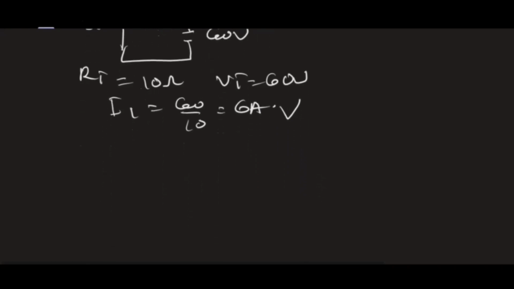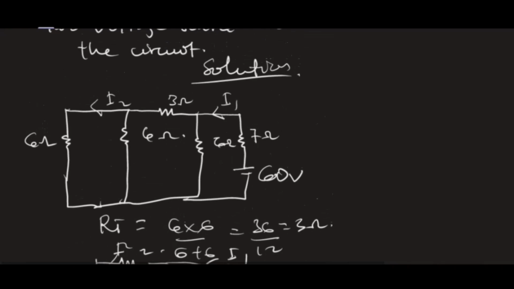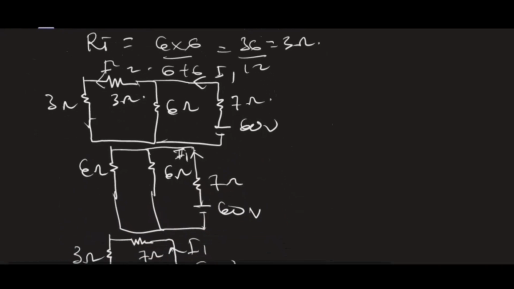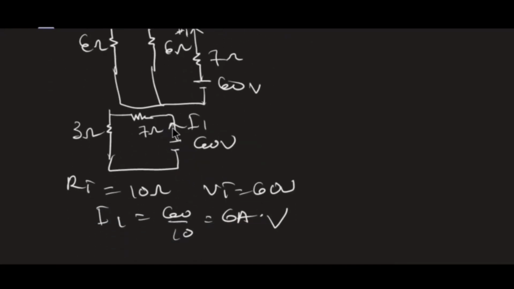So first part solved. The second part is find the value of I2 when 120 is still deactivated. To find the value of I2, we know the value of I1 is 6 amperes. Upon reaching here, we have to combine the rest to use current division. So we are going to reverse what we did. I1 here is 6 amperes. So the 6 ampere will pass through the 7 and it will pass through the 3.